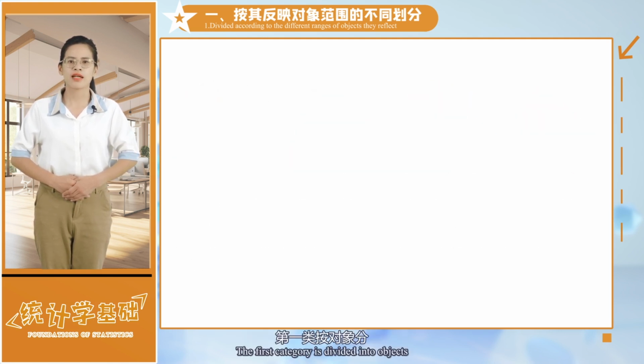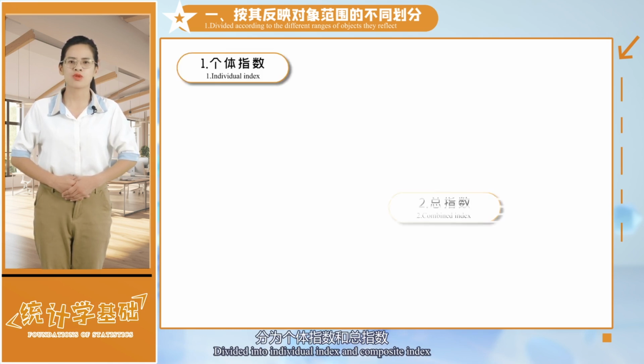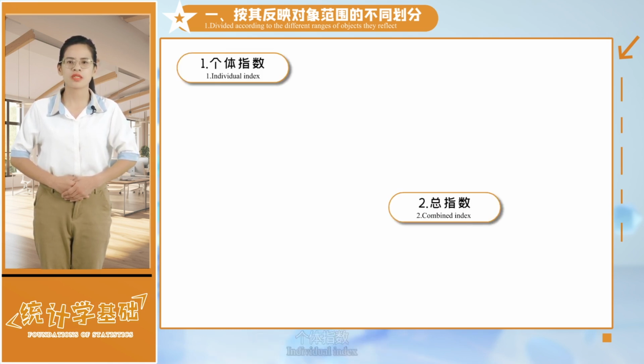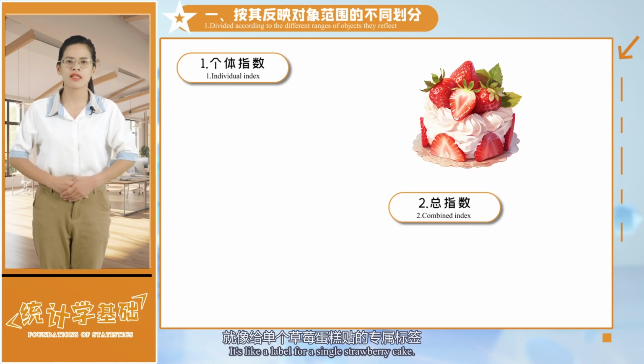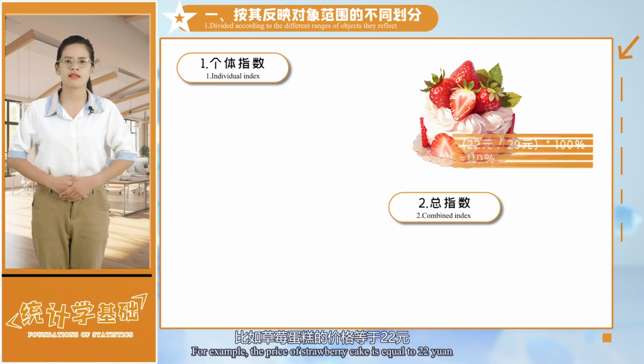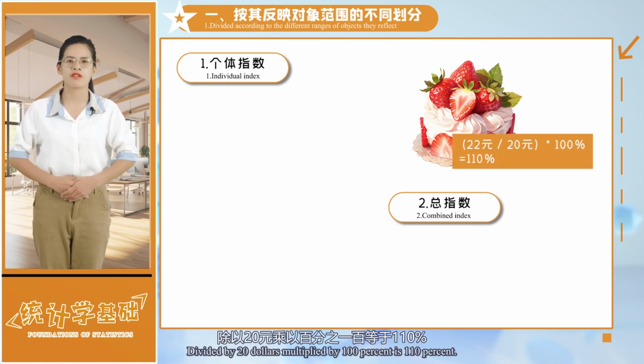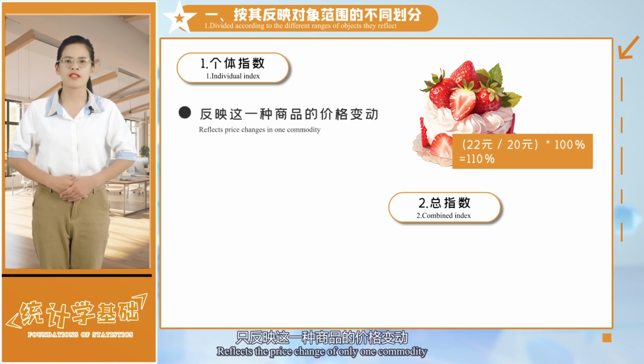The first category is divided by object, into individual index and composite index. Individual index is like a label for a single strawberry cake. For example, the price of strawberry cake, 22 yuan, divided by 20 yuan, multiplied by 100%, is 110%.